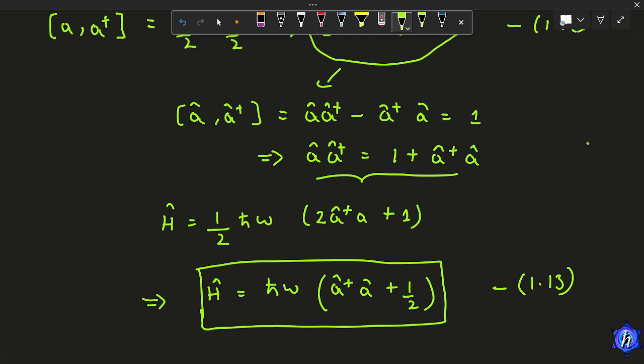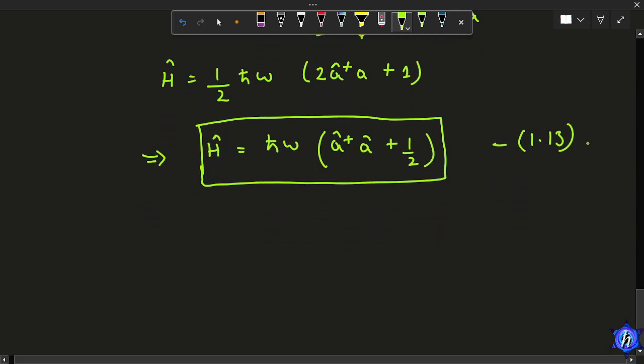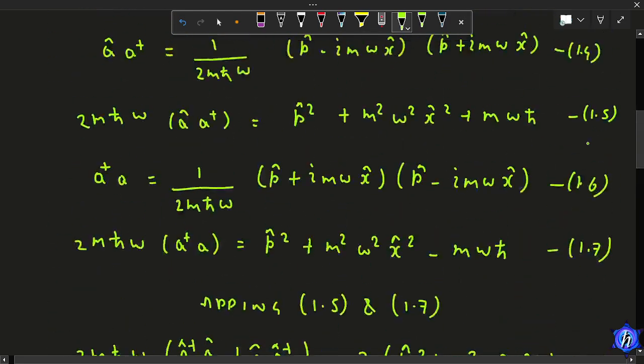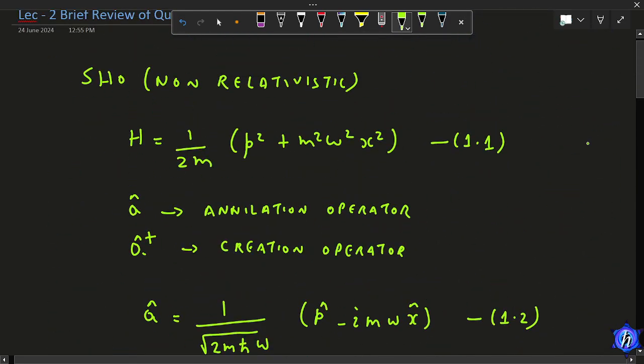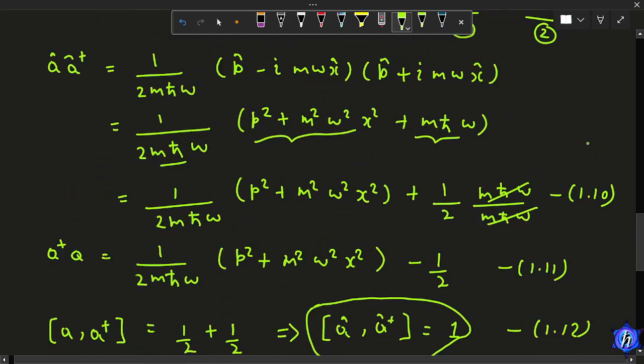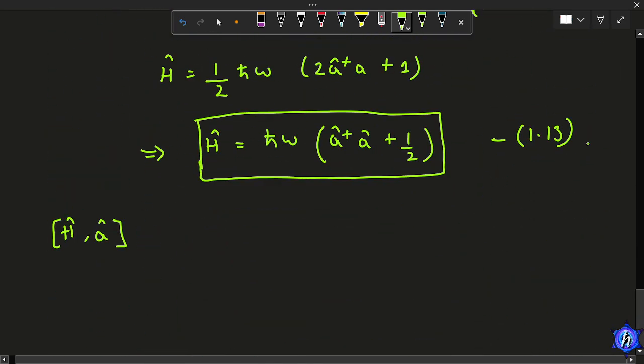Now we can do some interesting stuff. We can calculate the commutation relationship between this Hamiltonian operator and the annihilation operator. Let me be very clear about this. A is the annihilation operator and A dagger is the creation operator. Dagger is creation, annihilation doesn't have a dagger, so you can remember it that way. That will be even simpler for you. Okay, let's do this interesting task that we have in hand.